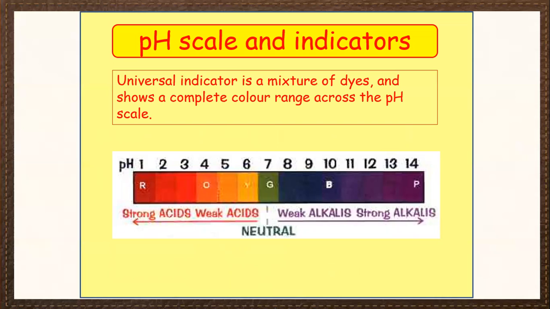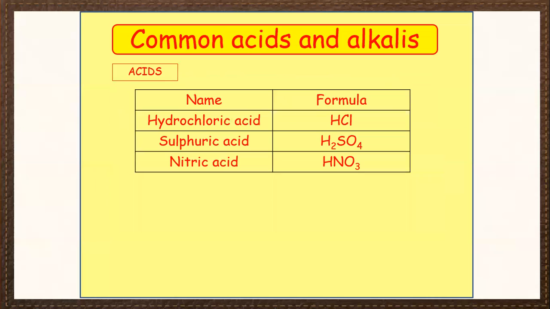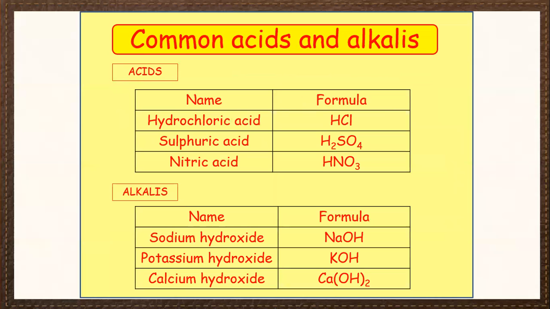Strong acids, weak acids. Strong acids pH is less, weak acids pH is more. And weak alkalis pH is less, strong alkali pH is more. Between 8 to 14. 14 is the pH for an alkali that is called strong alkali. Hydrochloric acid formula HCl, sulfuric acid formula H2SO4, nitric acid formula HNO3, acids. Alkalis: sodium hydroxide, it is NaOH, potassium hydroxide, it is KOH, calcium hydroxide, it is Ca(OH)2. These are common acids and alkalis.